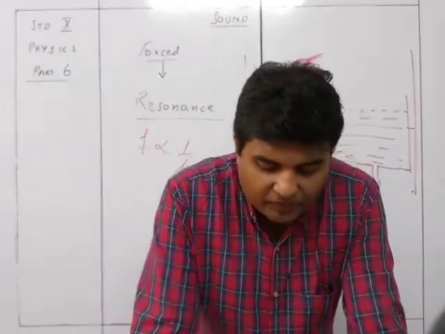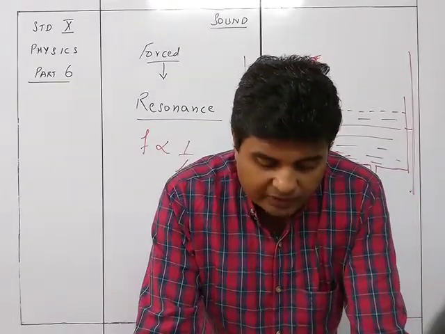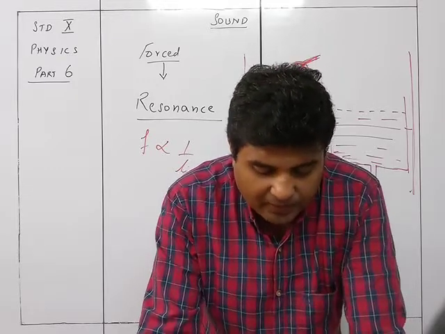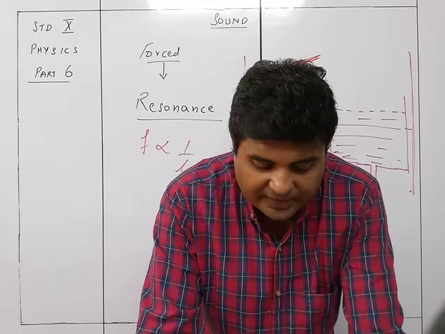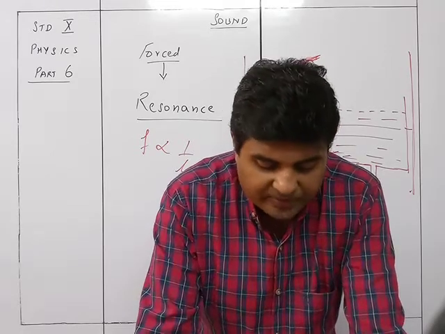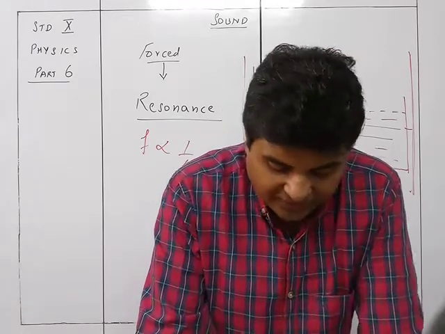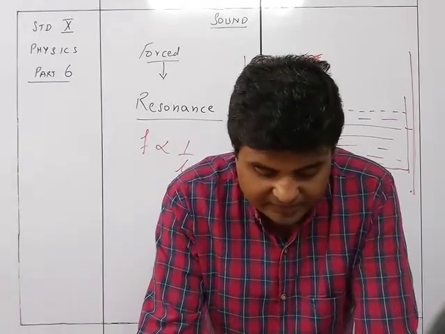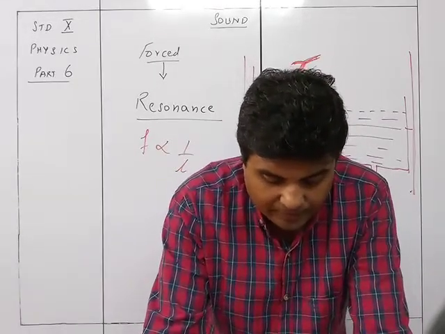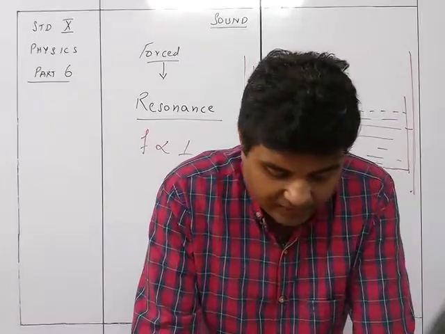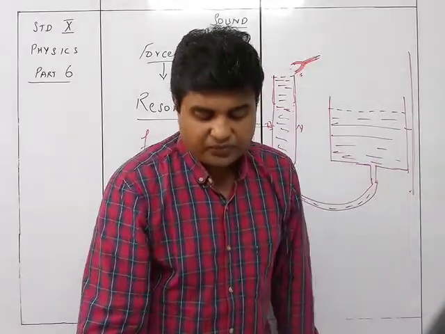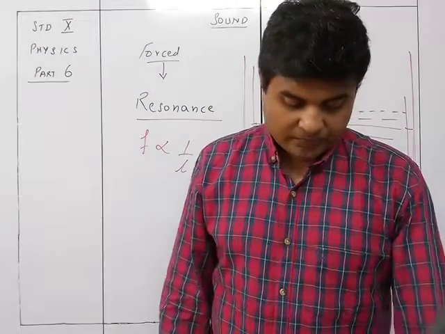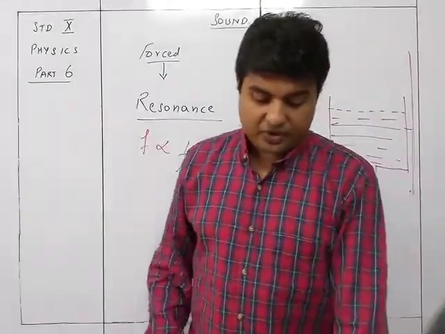In forced vibration, the amplitude of vibration is small. In resonant vibration, the amplitude of vibration is very large. In forced vibration, the vibrations of the body are not in phase with the external periodic force. In resonant vibration, the vibrations of the body are in phase with the external periodic force. And finally, in forced vibration, these vibrations last for a very small time after the periodic force has ceased to act, whereas in resonant vibration, these vibrations last for a long time after the periodic force has ceased to act. So this is about forced vibration and resonant vibration.